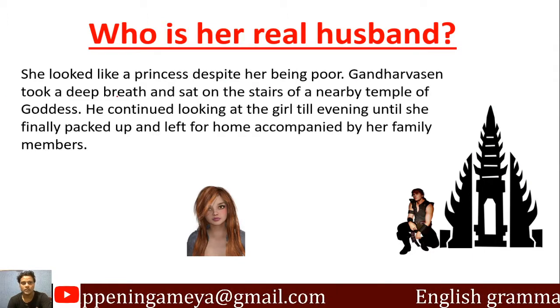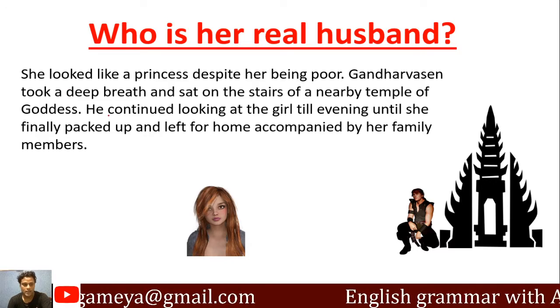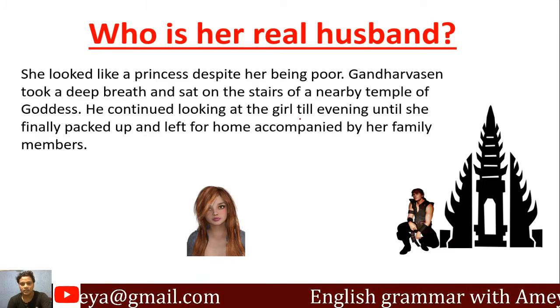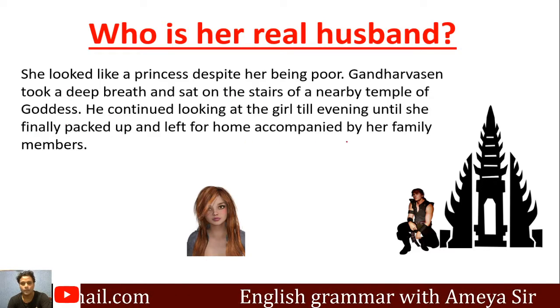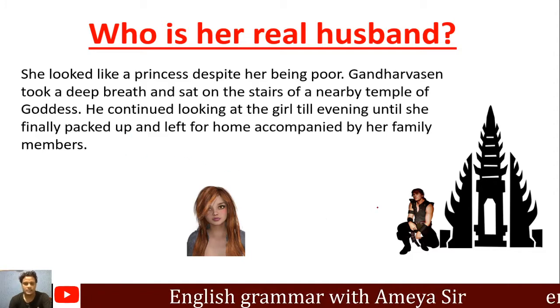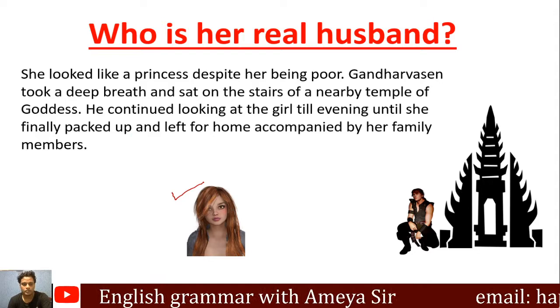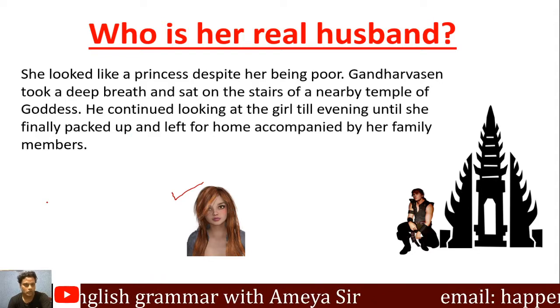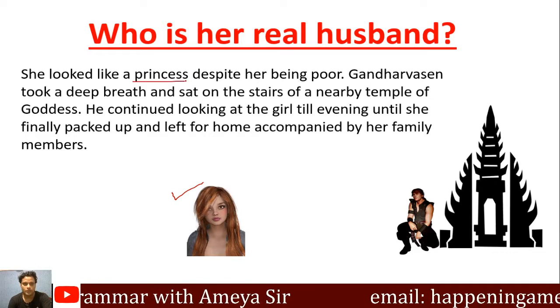Gandharva Sen took a deep breath and sat on the stairs of a nearby temple of goddess. He continued looking at the girl till evening, until she finally packed up and left for home accompanied by her family members. So you can clearly see that he constantly kept looking at her, and he was really attracted towards her. Then one important entry here is this word princess.